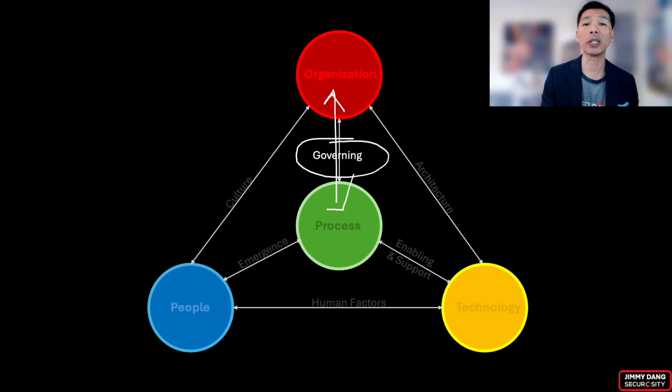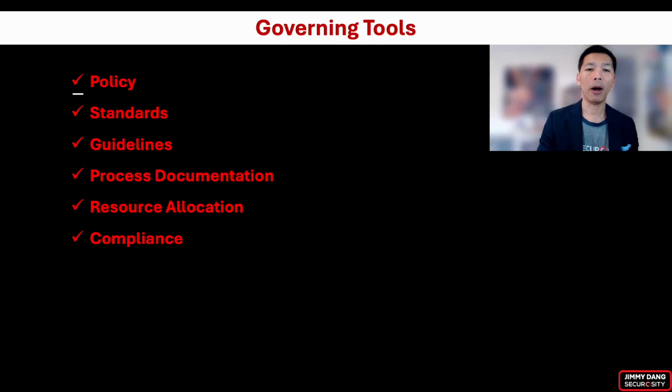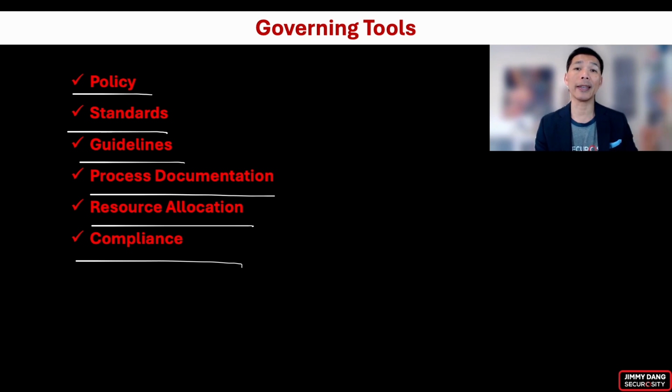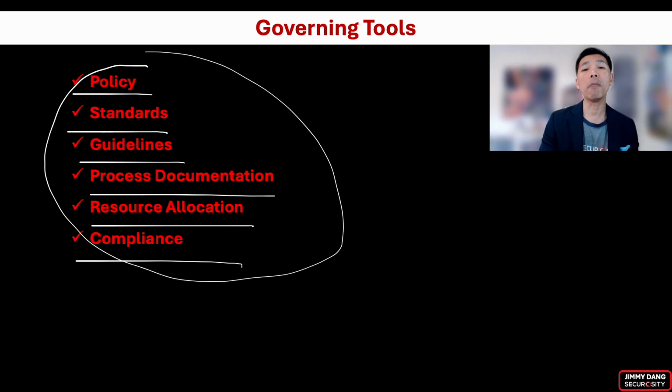The tools used in governance include, starting out with policies, standards, guidelines, process documentation, resource allocation, and compliance. Now, I talked about governance, policy, and compliance in my other video, which is the Enterprise Security Program video, so go check it out. These tools that we're looking at here enable management to control the development and operation of business processes, ensuring desired outcomes.